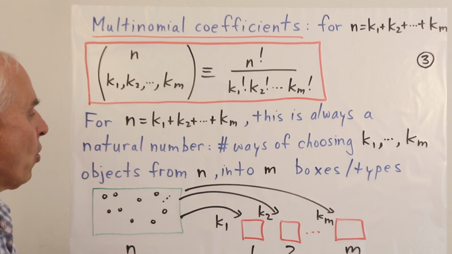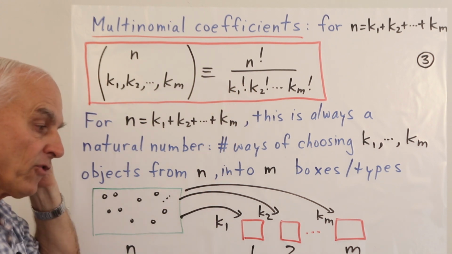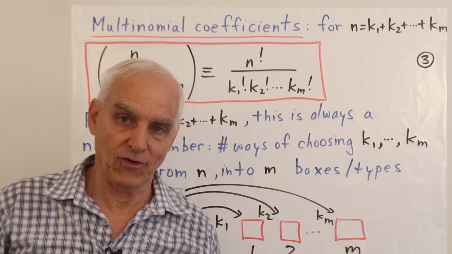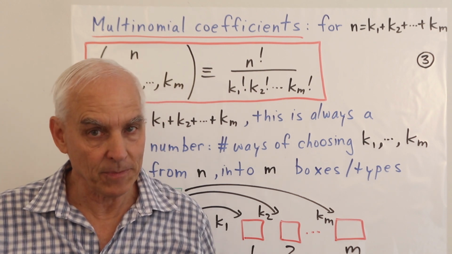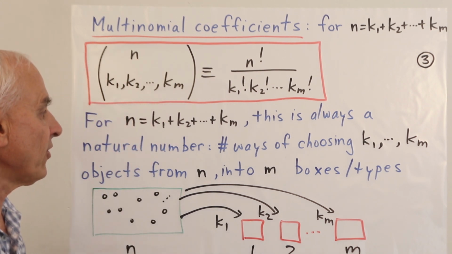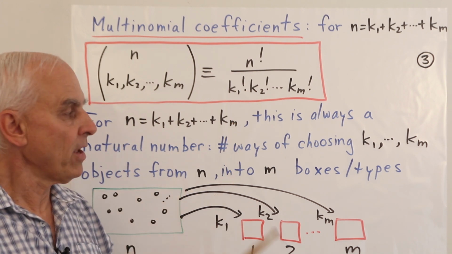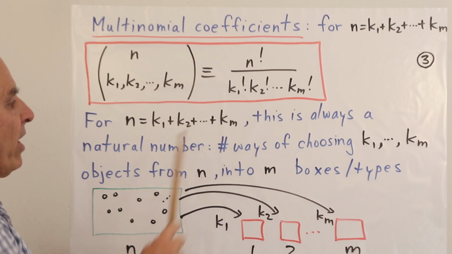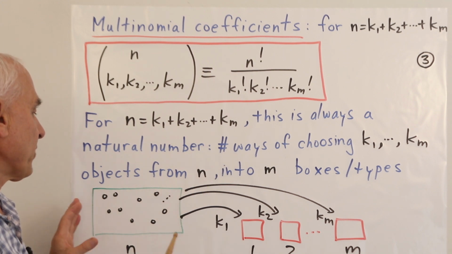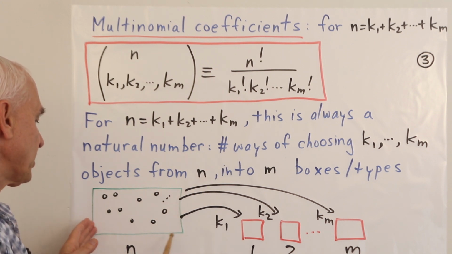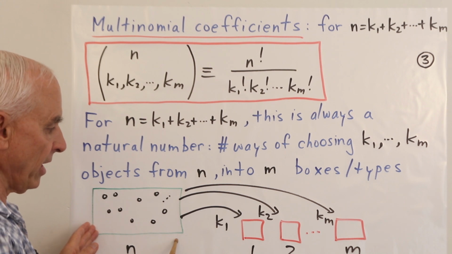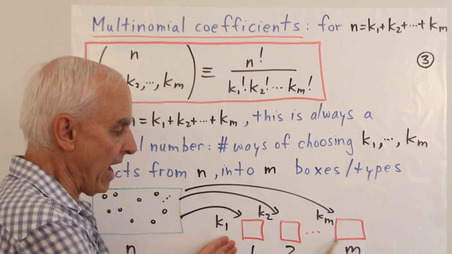Okay, so in this case, what does this number represent? First of all, it's not entirely obvious that this is a natural number, but it is. And we can see that by interpreting it as a count of something. So this is a count of the number of ways of choosing a certain number of objects from n objects starting out with and putting them in m boxes.